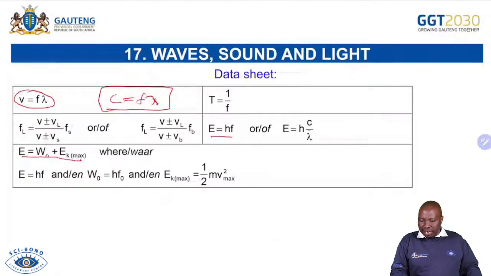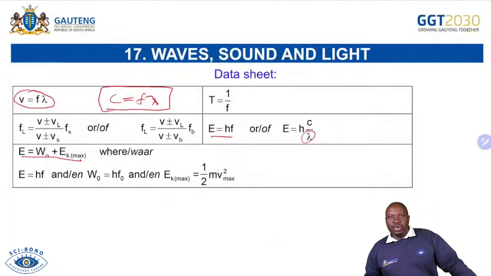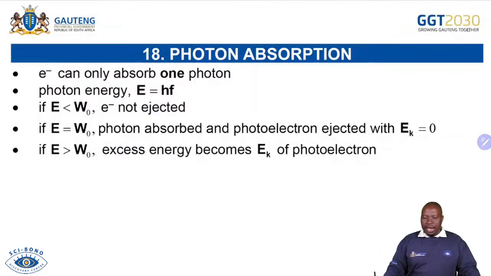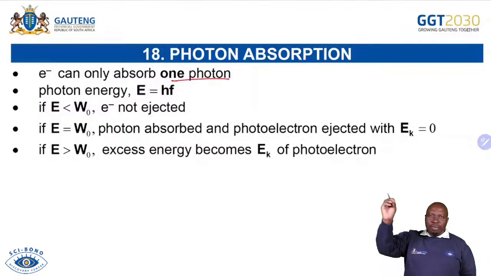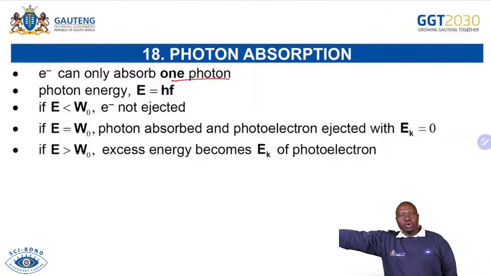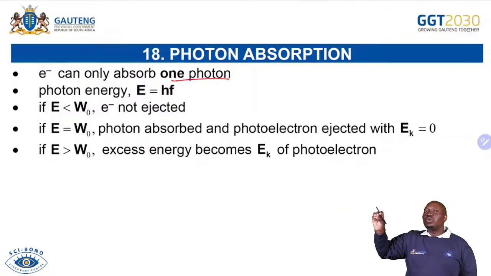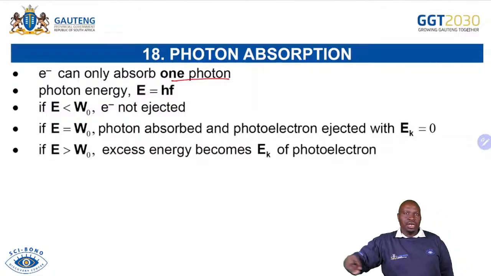If you are given wavelength, you will use E equals hc over lambda, and still you are able to do that. And I've talked about this one to say an electron can only absorb one photon. I told you the relationship there. One packet of energy for one electron. So hence, when we talk about increasing the intensity, it means we are increasing the number of packets, the number of photons per unit time. So it's important that you have that.